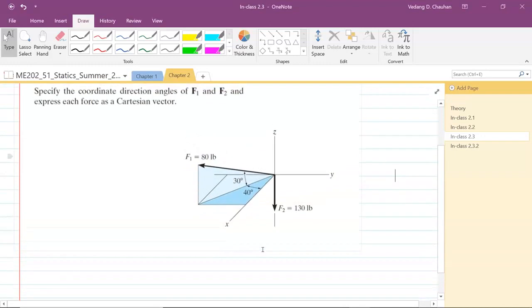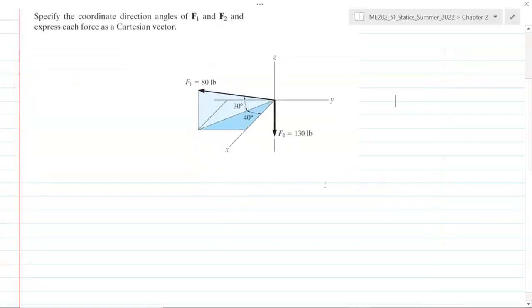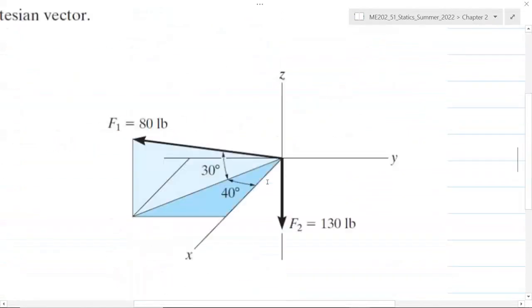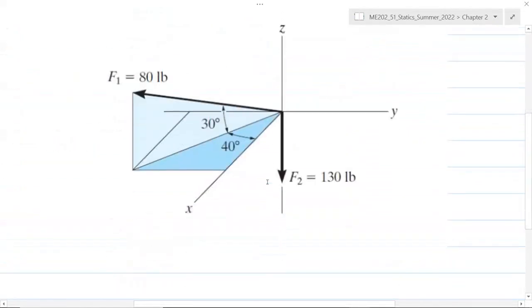So we have two vectors here, F1 and F2, and their angles are represented as shown in the figure. Positive x-axis is this, positive y-axis is here, and positive z-axis is up. Now, vector F1 makes a 30-degree angle with the xy plane. So this angle is with the xy plane.